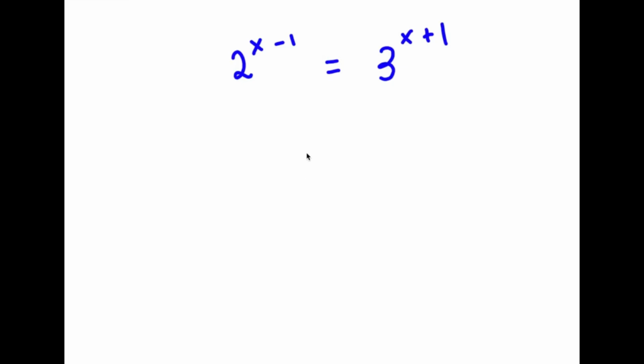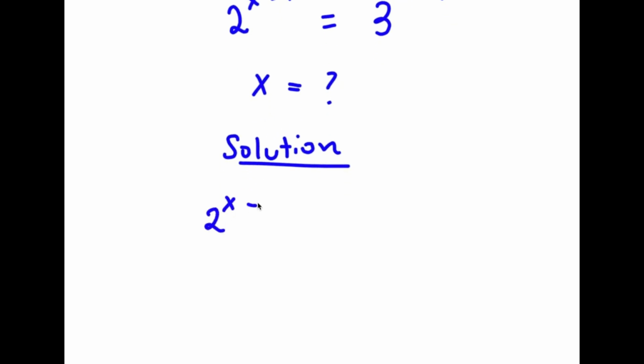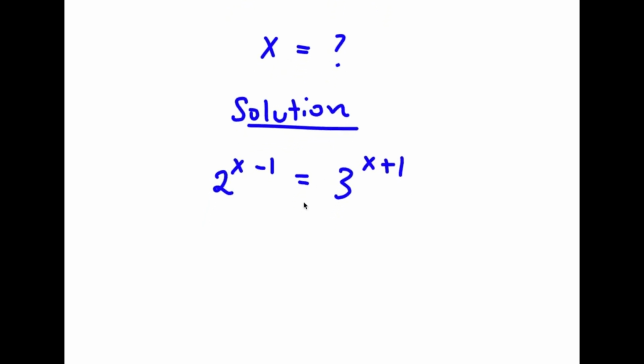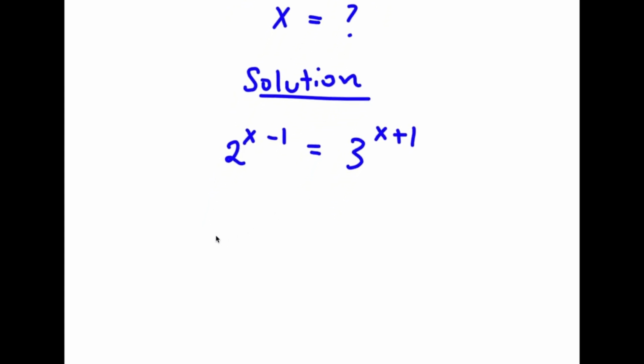All right, so in this problem, I have 2 to the power of x minus 1 is equal to 3 to the power of x plus 1. So I want to find the value of x here. So for my solution, I first start with 2 to the power of x minus 1 is equal to 3 to the power of x plus 1. Now, I'm actually going to take the log on both sides.